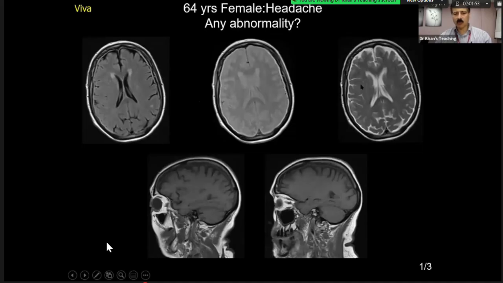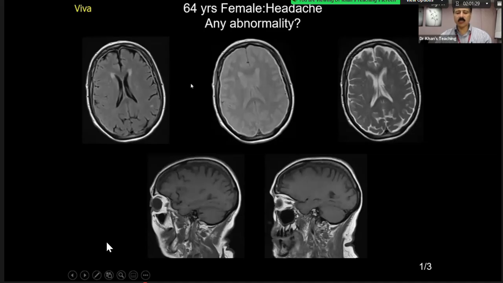On a T2, you will never pick it up, never. On a PD, it looks slightly bright, but even then, remember that the CSF is equal in signal intensity to the gray matter. So this is slightly higher and slightly brighter. But having said that, FLAIR is the king sequence.